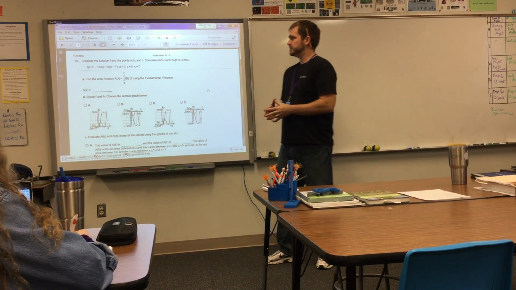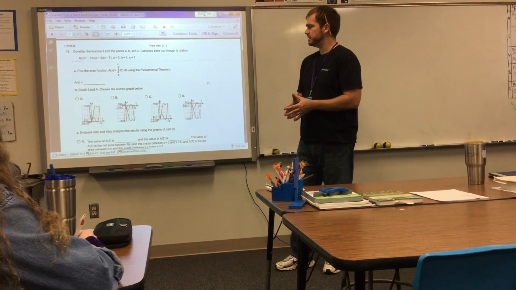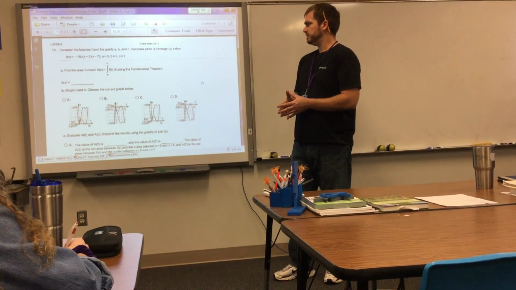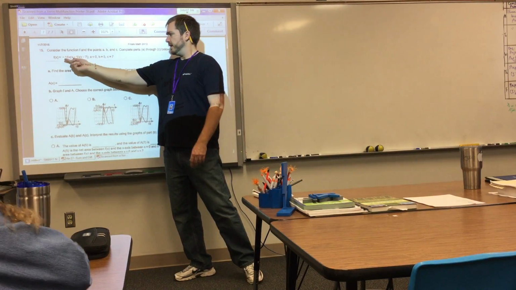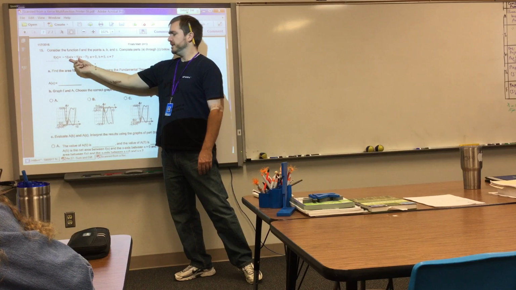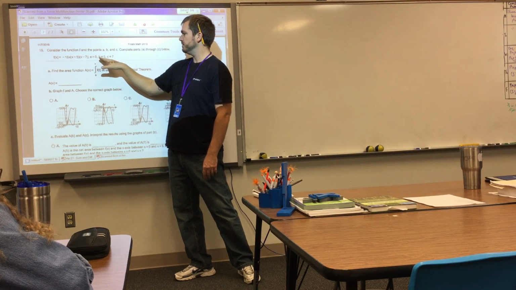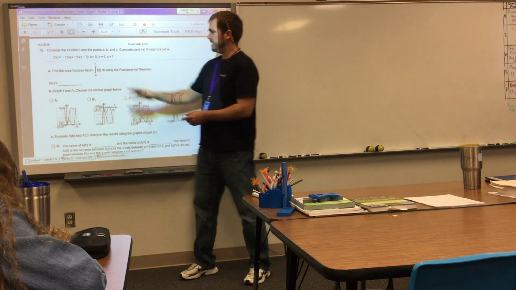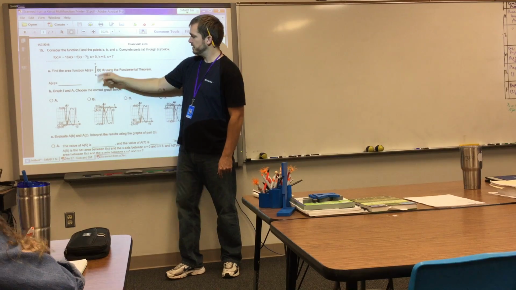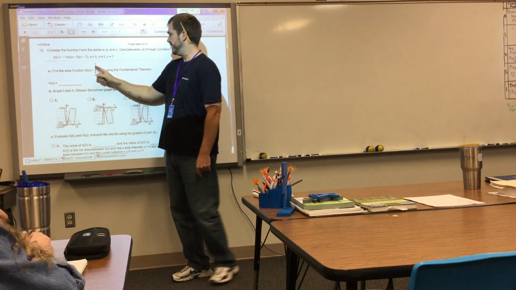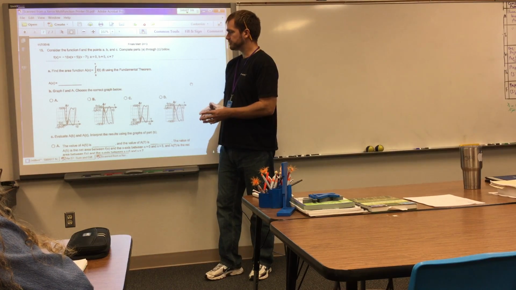All right, for our last question here, it says consider the function f and the points a, b, and c. Complete the parts a through c below. So here's our function: negative 16x times x minus 5 times x minus 7. And we have a equals 0, b equals 5, c equals 7. Find the area function, A of x, equal to the integral from a to x of f of t dt, using the fundamental theorem.